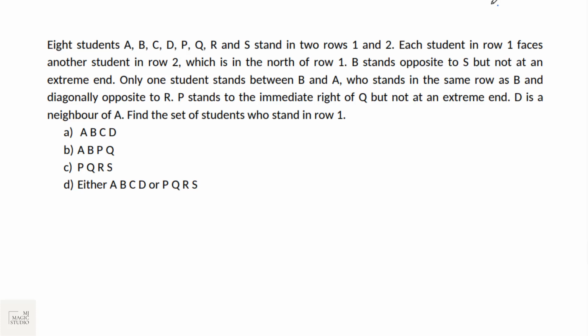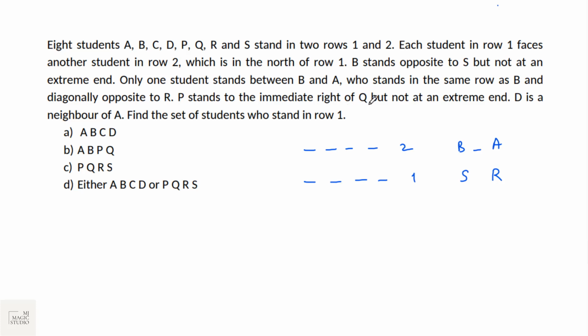Again a standing puzzle. Let's see what we have. Give it a try. 8 students A, B, C, D, P, Q, R, S stand in 2 rows, 1 and 2. Each student in row 1 faces another student in row 2, which is in the north of row 1. So this is row 1, 1, 2, 3, 4, and the north of row 1 is row 2. B stands opposite of S, but not at an extreme end. So we have it like this. Only one student stands between B and A, who stands in the same row as B and diagonally opposite of R. That means R is here, in the opposite row.